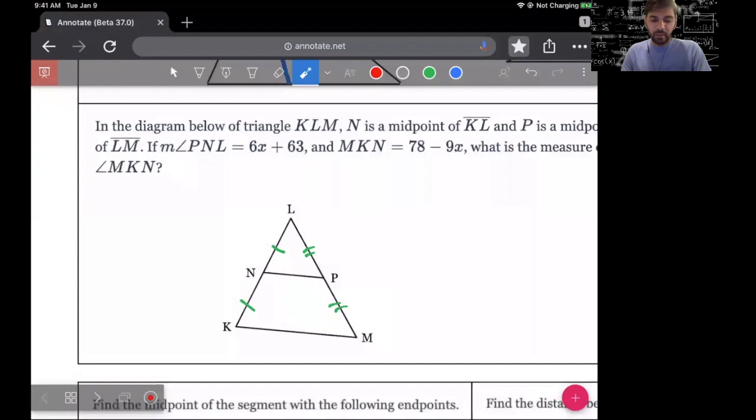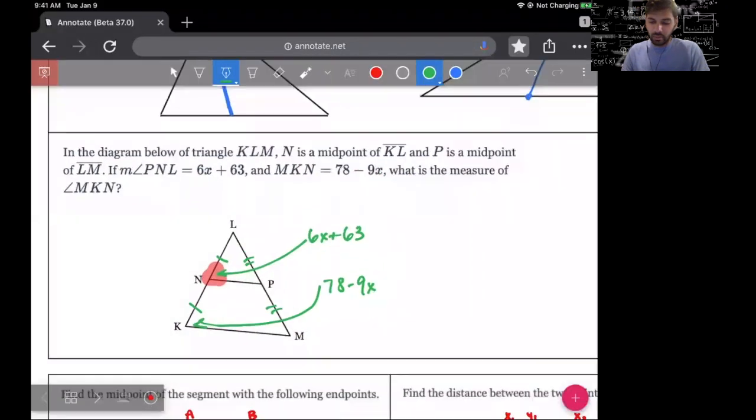It says if angle PNL, so here's PNL, so I'll mark that one. If angle PNL is 6x plus 63, and MKN is 78 minus 9x. So MKN, that angle, 78 minus 9x. Then I need to figure out what is the measure of MKN.